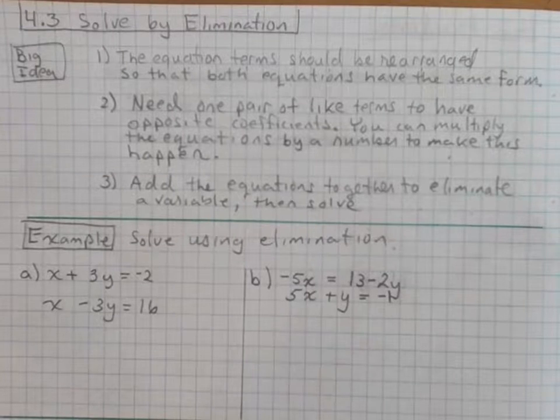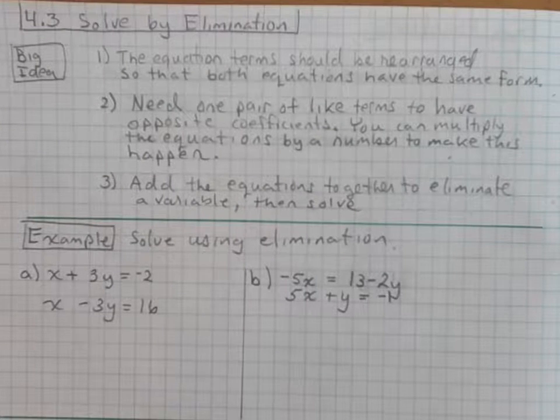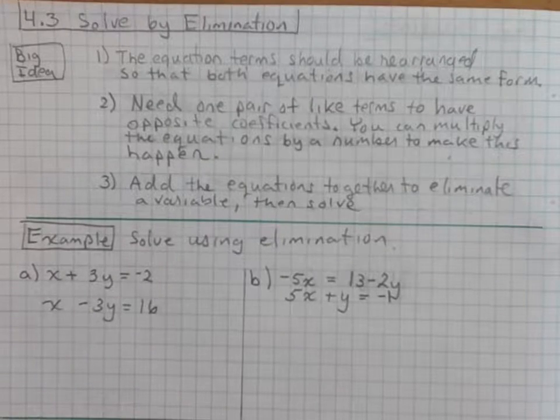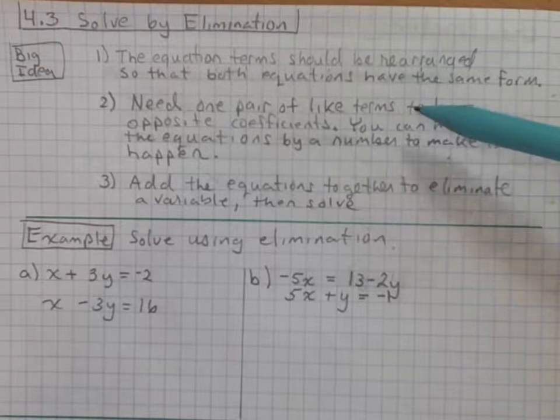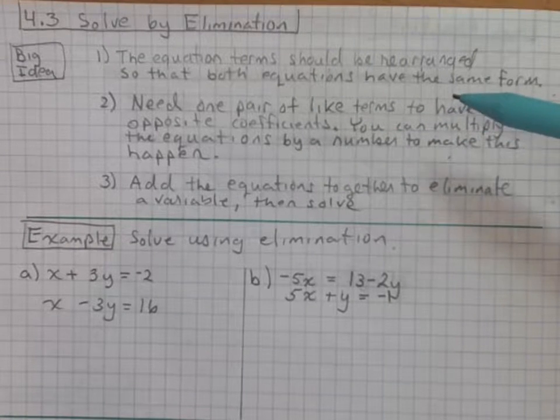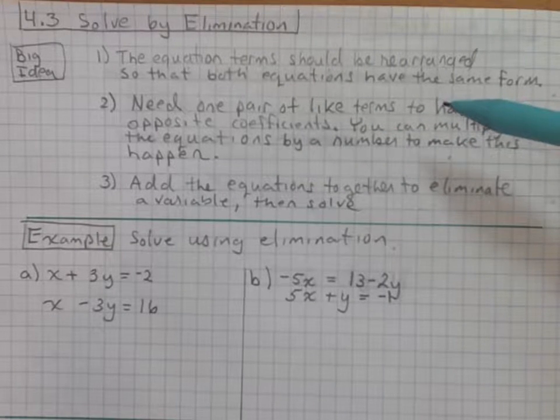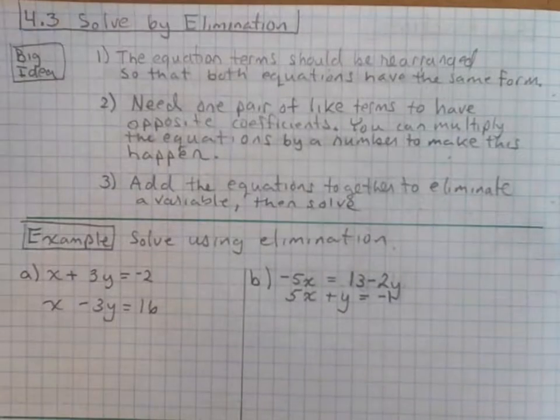All right, the final method that we're going to learn is the elimination method. And here are some basic steps to help guide you. Number one, the equation terms need to be rearranged so that both equations have the same form. So if we want them both in slope-intercept form, or we want them both in standard form, they need to have the same form.